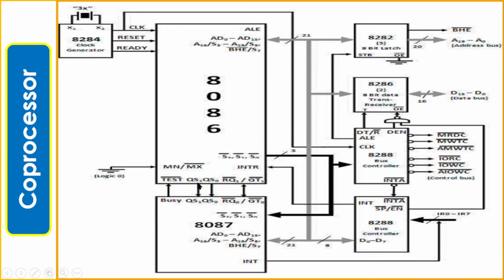Then the Q status, QS0 and QS1 actually. So these two signals are connected with the 87 coprocessor, so both are the same signals. Then we have the request and grant signals. It will request the bus, bus request, bus grant. That will be done by this signal.